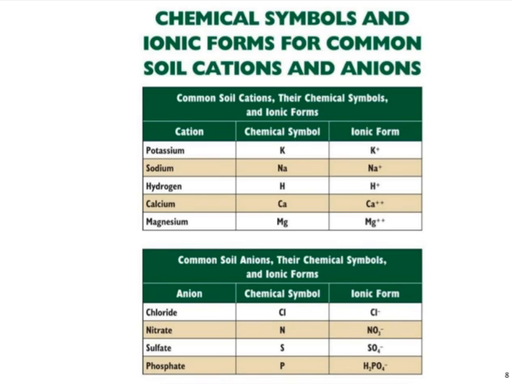Then there are some anions with chemical symbols and ionic forms. Chloride, chemical symbol Cl and ionic form Cl-. Nitrate, chemical symbol N and ionic form NO3-. Sulfate, chemical symbol S and ionic form SO4 2-. Phosphate, chemical symbol P and ionic form H2PO4- or PO4 3-.